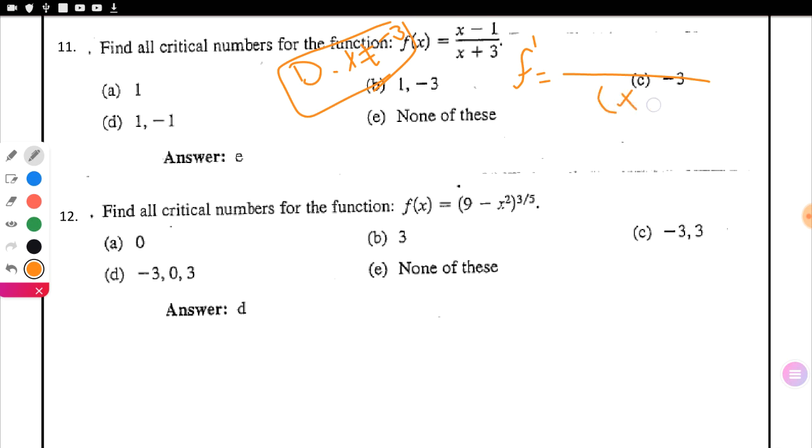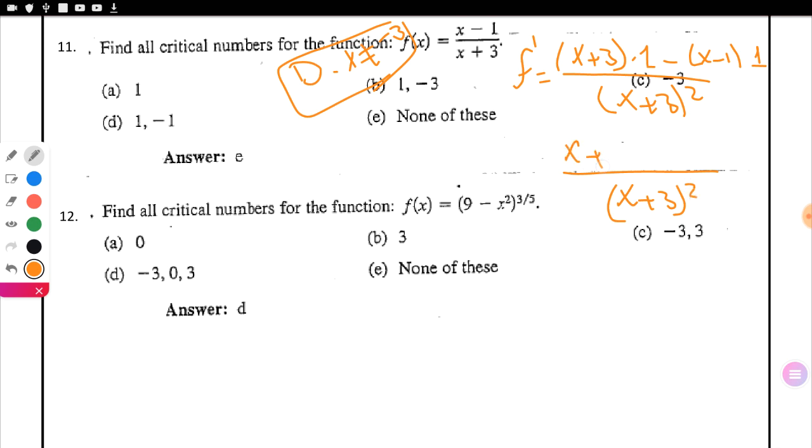The quotient rule. (x plus 3) all to the power 2, beginning with (x plus 3) multiplied by the derivative of the numerator, which is 1, minus the numerator (x minus 1) multiplied by the derivative of the denominator, which is 1. I think it's so easy for you. Then simplify: (x plus 3) minus (x minus 1), so this one cancels. It will be 4 over (x plus 3) all to the power 2.